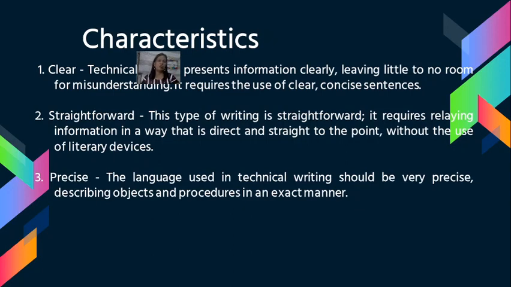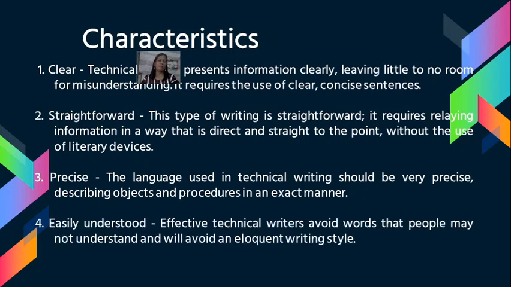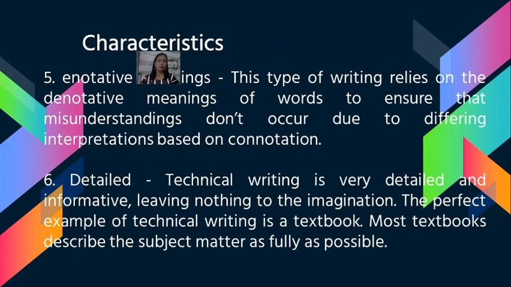Then it should be precise. The language used in technical writing should be very precise, describing objects and procedures in an exact manner. Then easily understood. Effective technical writers avoid words that people may not understand and will avoid an eloquent writing style, right? And then we have denotative meanings.